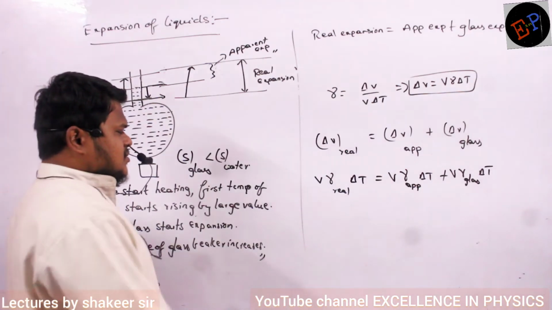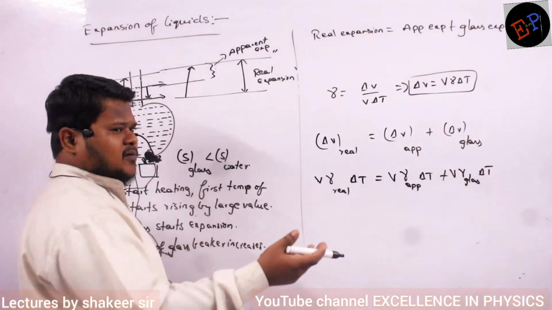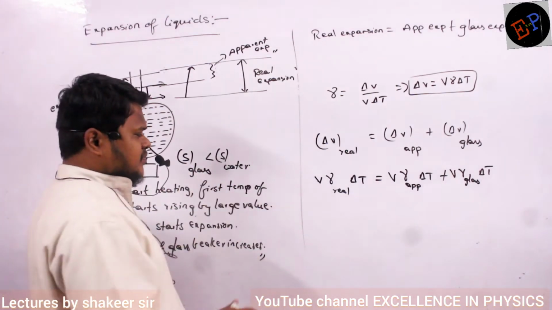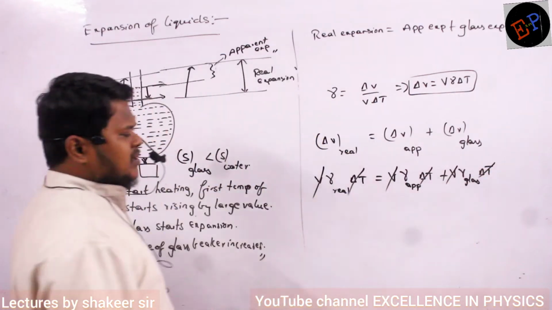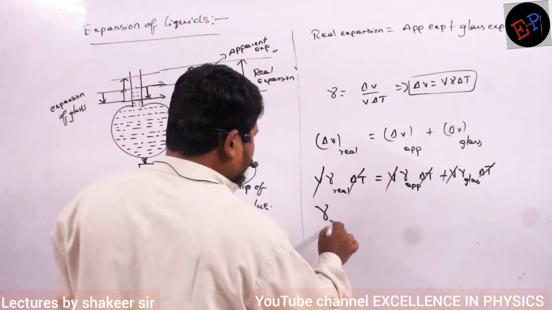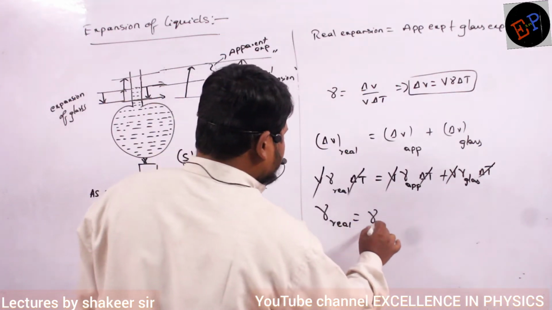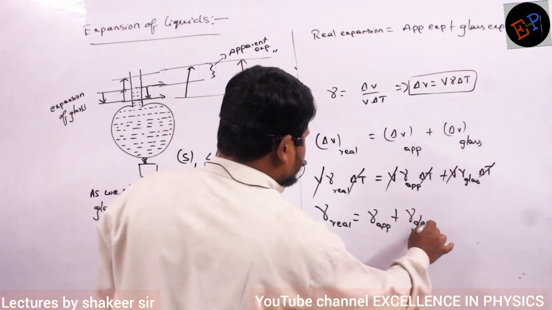Understood, no? So the volume is the same for all of them. Glass volume, water volume, everything is the same initial volume. So you can cancel all of them. Change in temperature is also the same, no? You can cancel all of them. So what is the final relation I got? Gamma real is equal to gamma apparent plus gamma glass. This is what I will write.